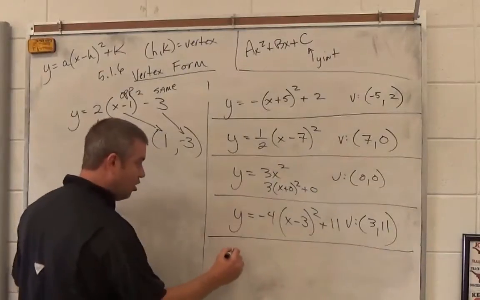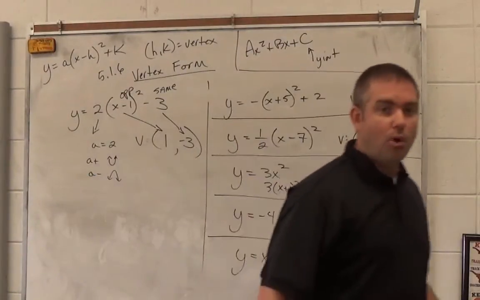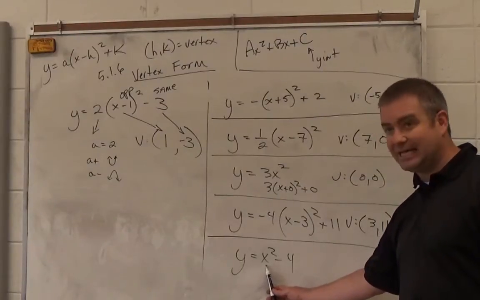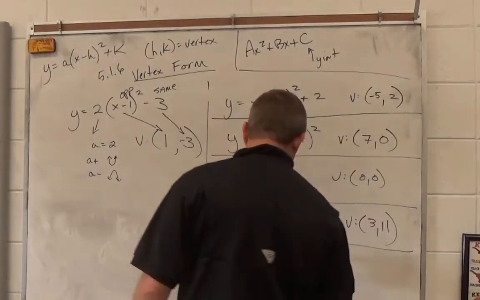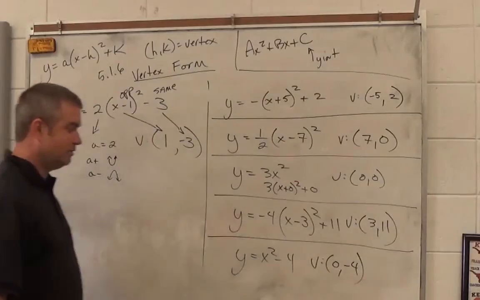I'm going to do one more. Y equals x squared minus 4. You should be laughing at my squat; you got that on video. What's the vertex on that one? 4 and 0? Careful: 0, 4? What's on the inside? There's no parentheses, so it's kind of hard. What's on the inside? 0. What's on the outside? Negative 4. So the vertex is at 0, negative 4.